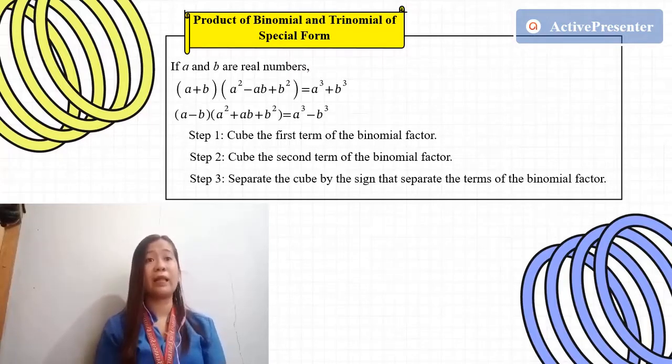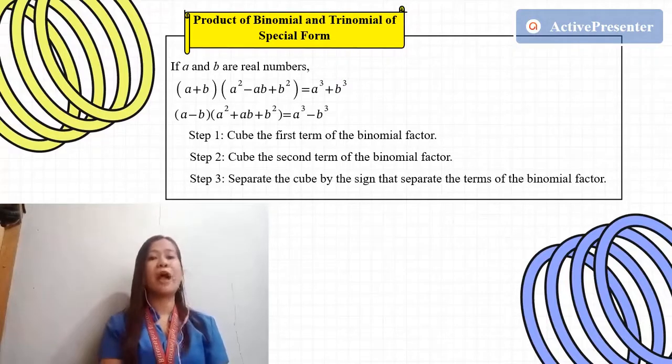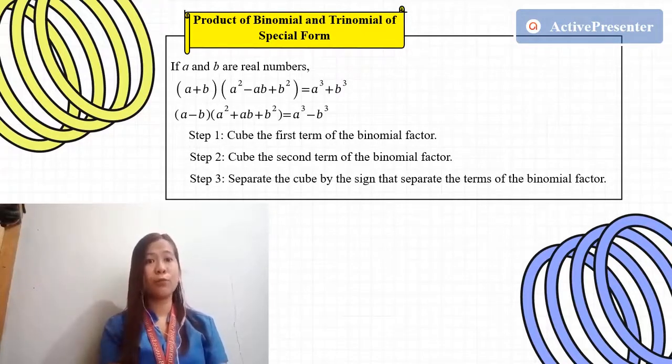So for the reminders, here is how to get the product of a binomial and a trinomial in special form. If we have real numbers a and b, then a plus b times the trinomial a squared minus ab plus b squared is equal to a cube plus b cube. Second, if we have a minus b times the trinomial a squared plus ab plus b squared, it is always equal to a cube minus b cube.